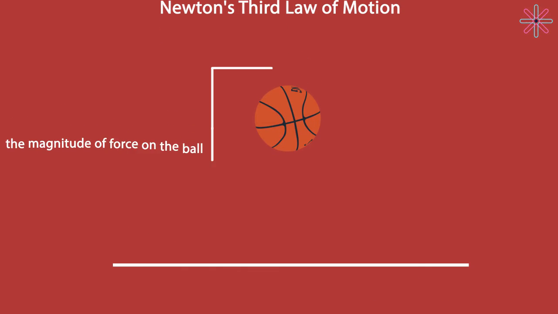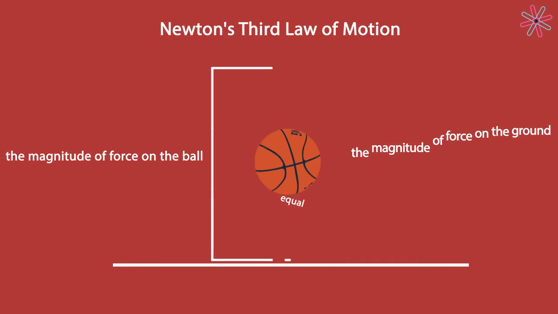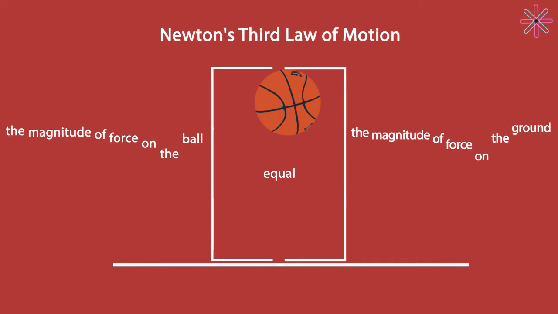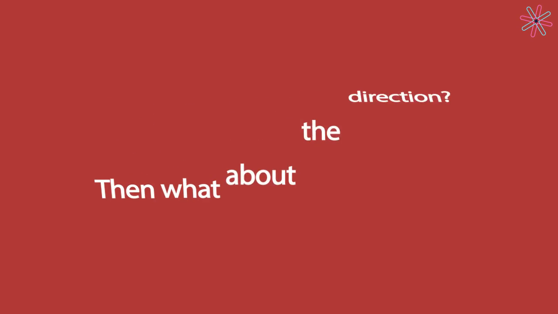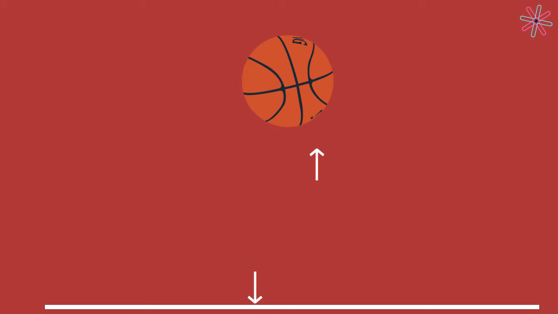According to Newton's third law of motion, the magnitude of force on the basketball equals the magnitude of force on the ground. Then, what about the direction? The direction of force on the basketball is opposite to the direction of force on the ground. Okay, let's see another example.